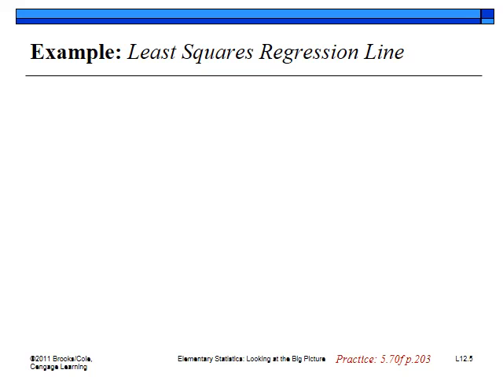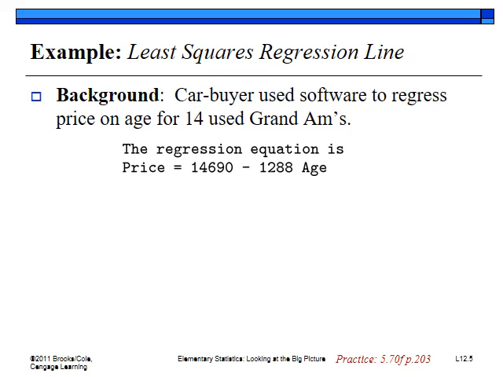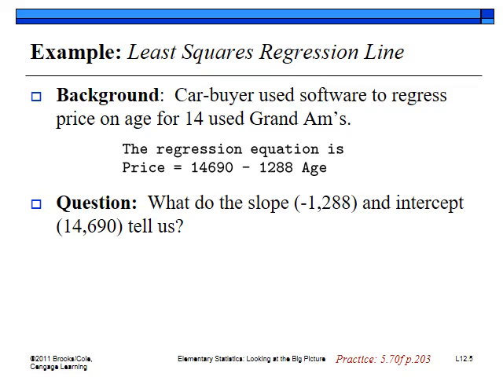Let's take a look at an example. The regression equation for price of a used Grand Am given the age is here. Price is equal to 14,690 minus 1,288 times the age. What can we learn from the slope and the intercept? How do we interpret them?